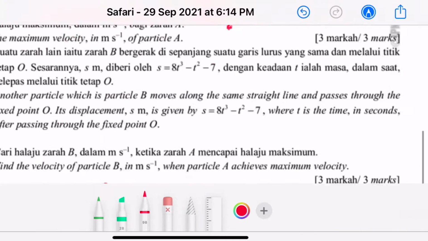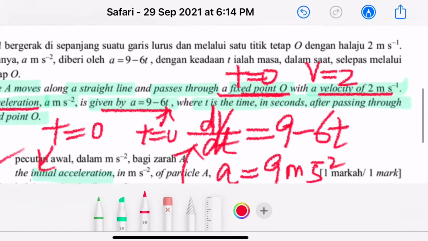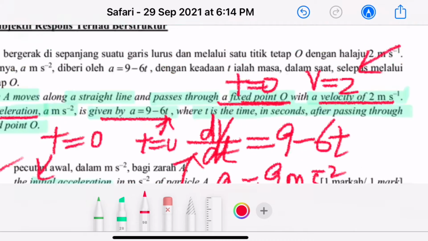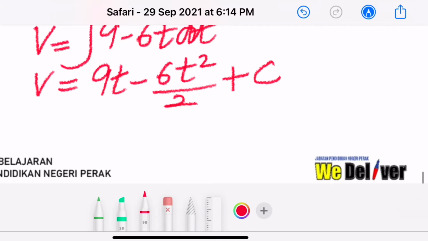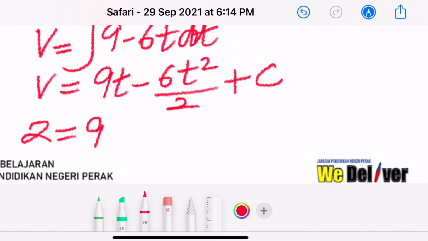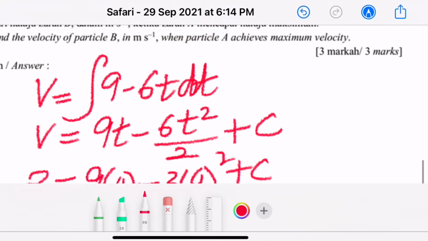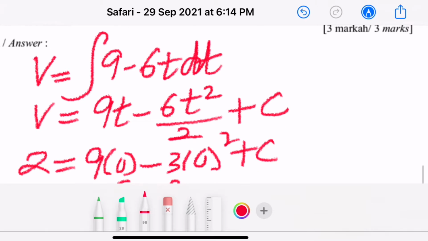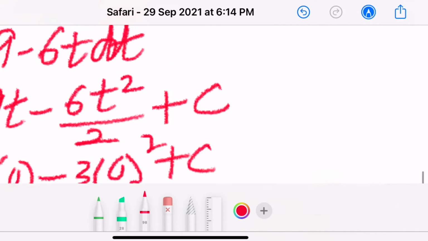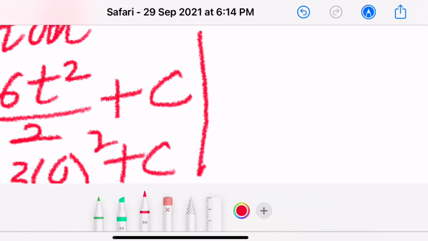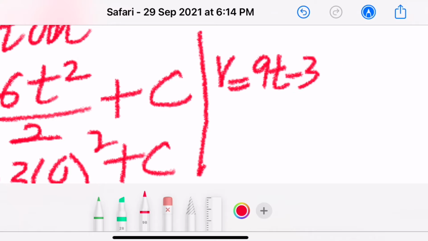And let's go to the question and see. This is very important. When t is 0, velocity is 2. So 9 times 0 minus 3 times 0 squared plus c. It means that c is 2, right? So let's write again the velocity in terms of t. The velocity in terms of t is v = 9t - 3t squared + 2.